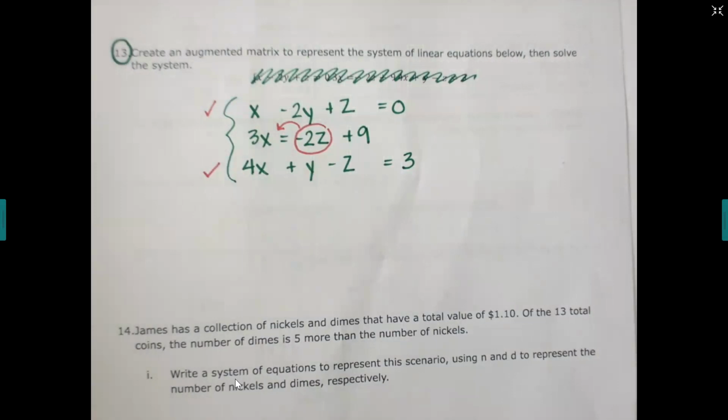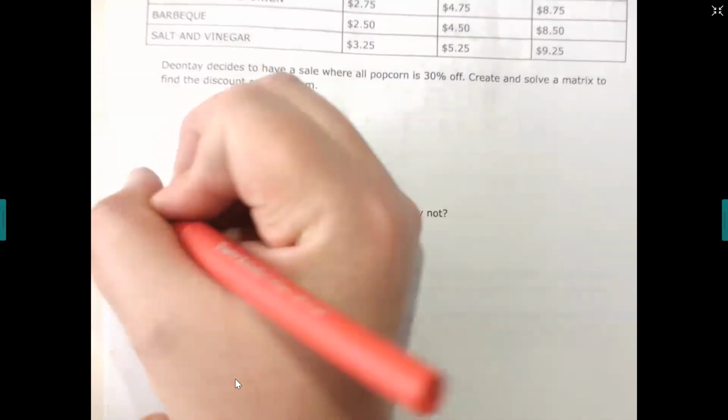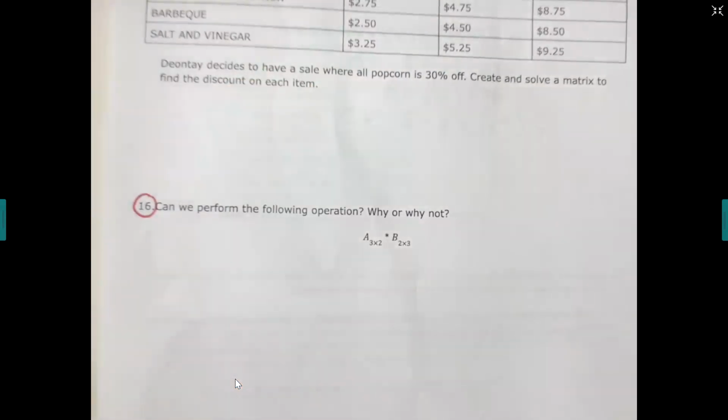All right, and then last question you can do right now, you can do number 16. So circle number 16. Okay, then we'll come back and do the word problems here in about 15 minutes.